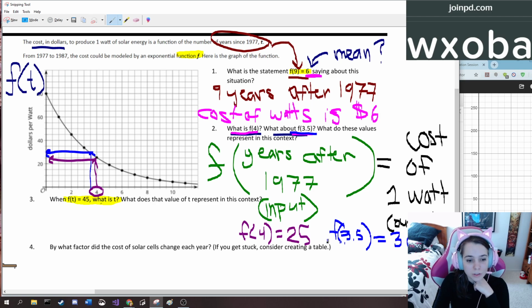So for these problems, if I'm given the number on the inside, I go from the bottom, from the inputs, and I go up to the line, and then I see where that is in the outputs. So then if I'm given f of t equals 45, how would you find what t is?